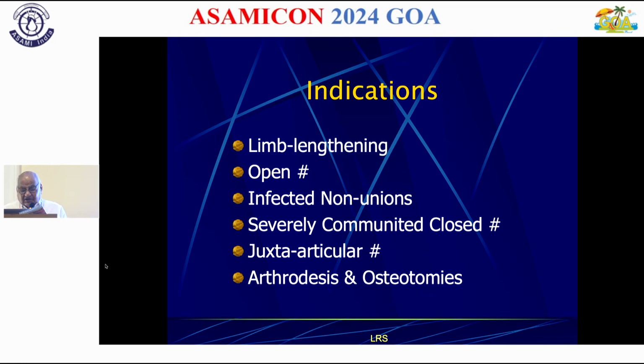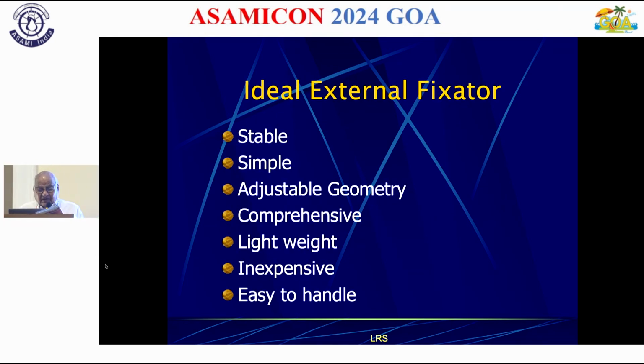Indications for LRS use are limb lengthening. You can use it in open compound fractures, infected non-unions, severely comminuted closed fractures, juxta-articular fractures, arthrodesis, and osteotomies. An ideal external fixator is stable, simple, of adjustable geometry, comprehensive, lightweight, inexpensive, and easy to handle.